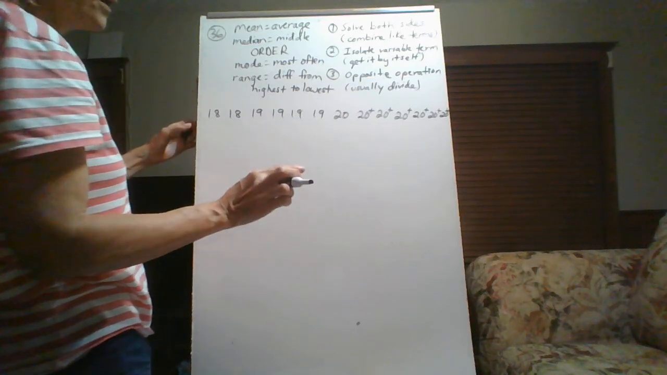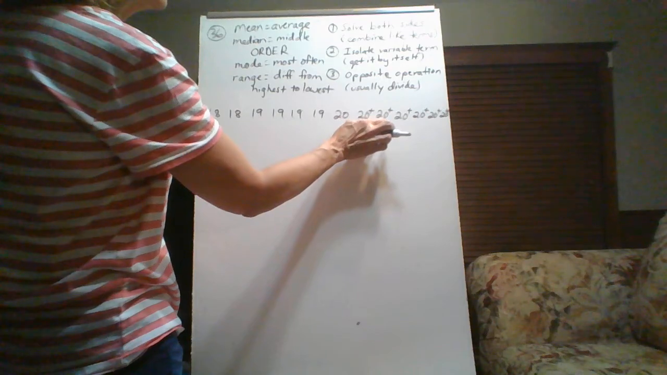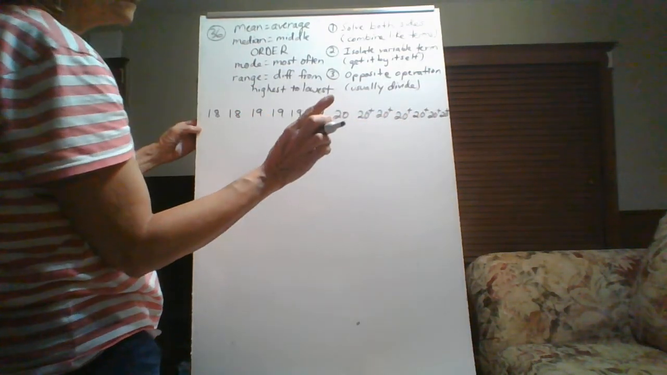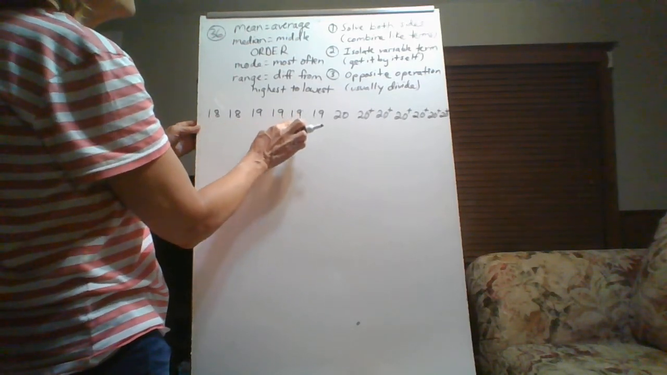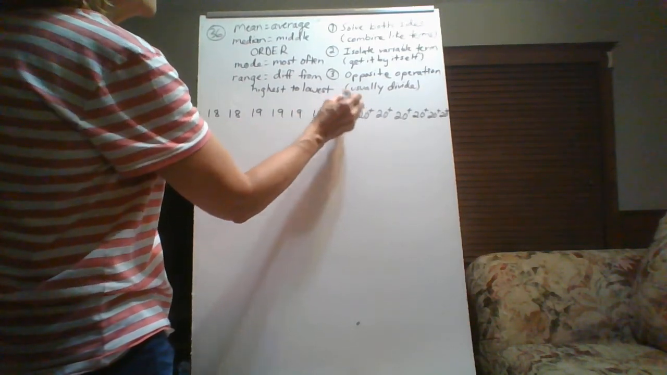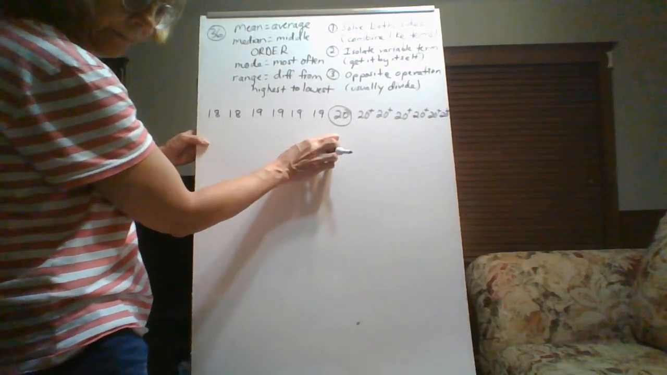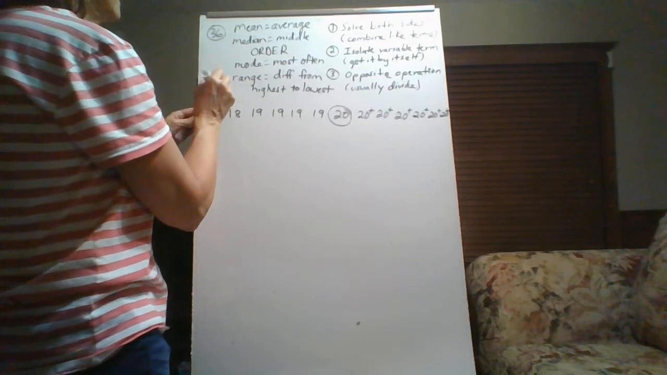Okay, so I want to go in the middle. Well, I've got 1, 2, 3, 4, 5, 6, 7, 8, 9, 10, 11, 12, 13. So in the middle, it's going to be term number 7: 1, 2, 3, 4, 5, 6, 7. Because look, I have 6 here and I have 6 there. This is in the middle. So the answer is 20, which is C.